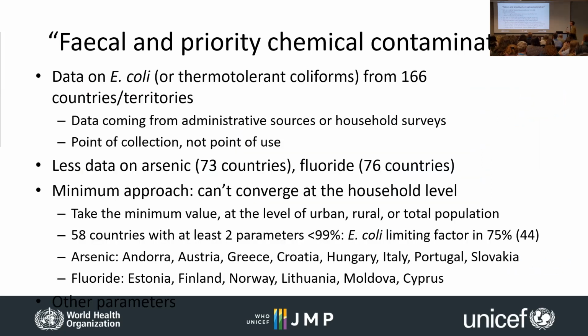So I want to zoom in now to this bit about fecal and priority chemical contamination, because that also has multiple components to it. So fecal contamination, for that, we look for data on E. coli or thermotolerant coliforms. We don't use other microbial indicators or proxies like total coliforms or hydrogen sulfide or residual chlorine. That'd be a fecal indicator bacteria. Very often these data come from administrative sources. Maybe the utility collects them, they report them to a regulator, the regulator puts out a report, we can use that. They can also come from household surveys.